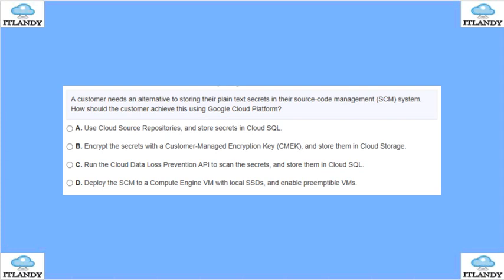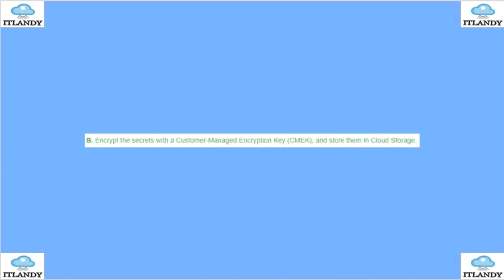C, run the Cloud Data Loss Prevention, DLP, nothing to do with encryption, or D, deploy SCM to a Compute Engine VM with local SSD and enable preemptible VMs. Again, this does not achieve what we are after, which is encryption. So the answer is B. Encrypt the secret with a customer managed encryption key and store them in the cloud.